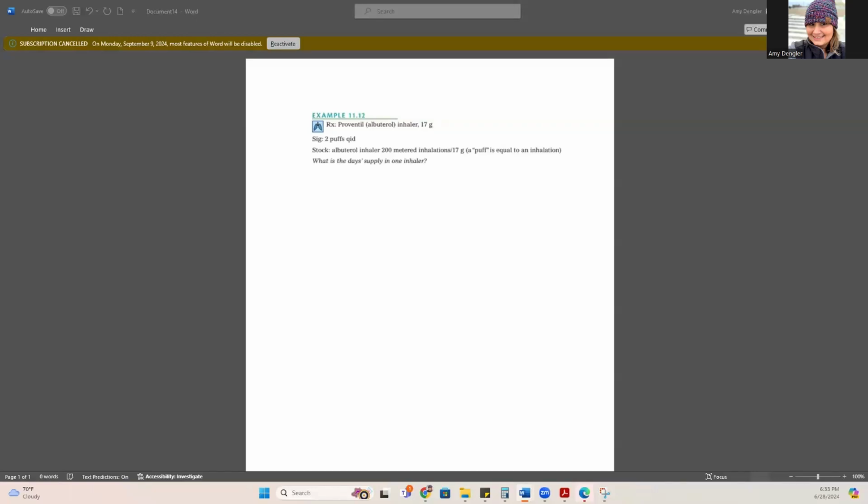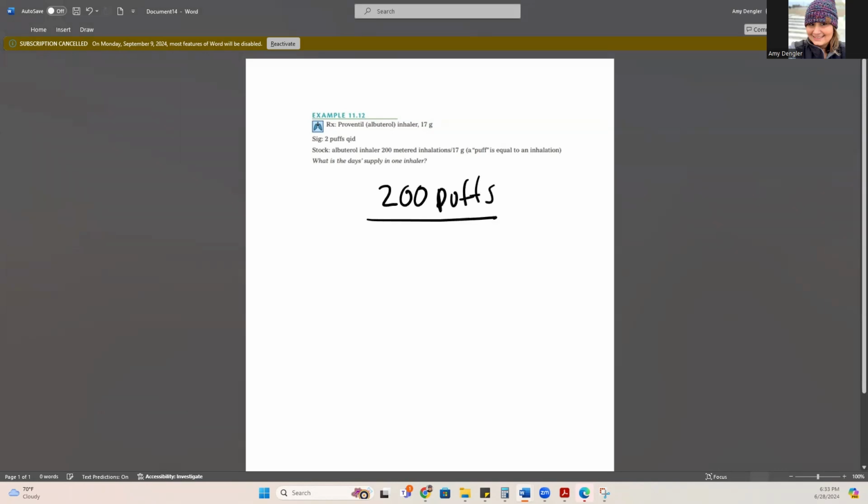Example 11.12, we have Proventil inhaler, 17 grams, 2 puffs QID. In stock, we have the 200-metered inhalation bottle. What is the day supply? So there's 200 puffs in that bottle. Now we just need to divide that by how many puffs the patient's going to use a day. So 2 puffs 4 times a day.